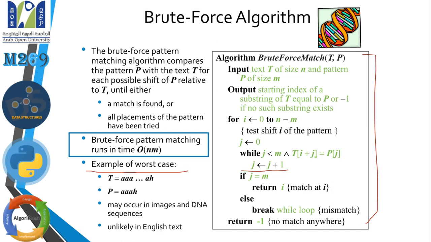Of course, the MN is for the worst case. In the best case, you might find your pattern from the first trial, from the first round. But the worst case is when you have this kind of case. If the text is all A's and then H, and the pattern is AAH, you see what will happen? You have to compare AA yes, AA yes, AA yes, H no. Then again AA yes, AA yes, AA yes. Then it's the very worst case until you reach the end of the text. So that's why we consider it M by N.